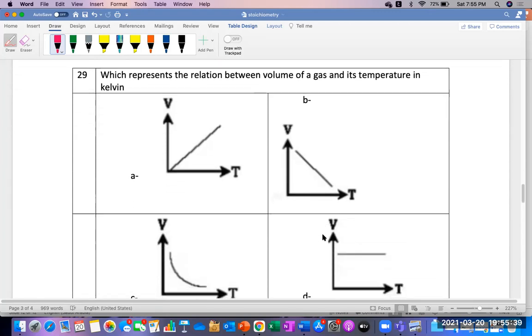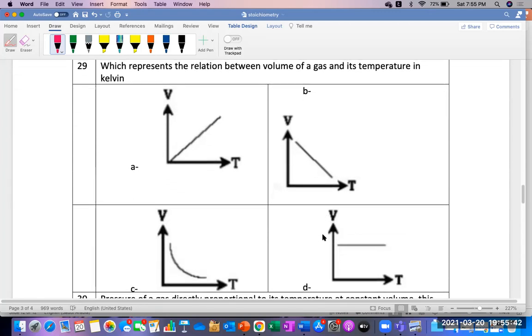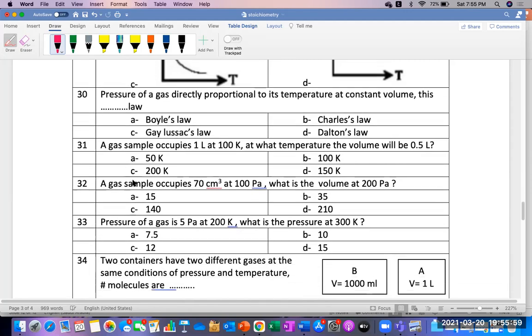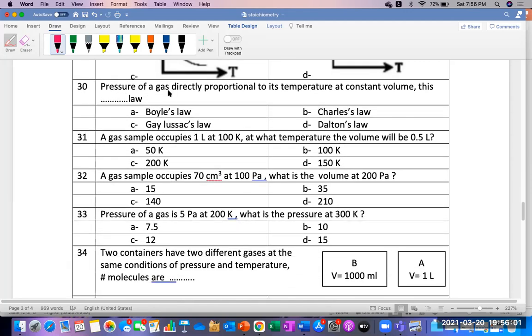Okay, this one is a repeated question. He gives you graphs and asks which one represents the relation between the volume of a gas and its temperature. We know that there is a direct relationship between the temperature and volume. So we need to take the one with the direct relationship, so it will be A. Next: the pressure of a gas is directly proportional to its temperature at constant volume. So we have the relationship between pressure and temperature. This will be Gay-Lussac's law.